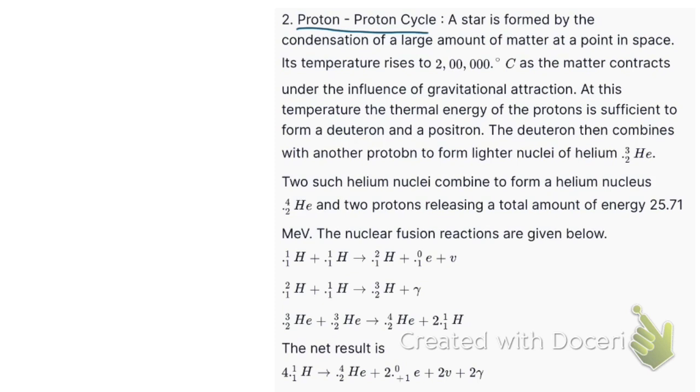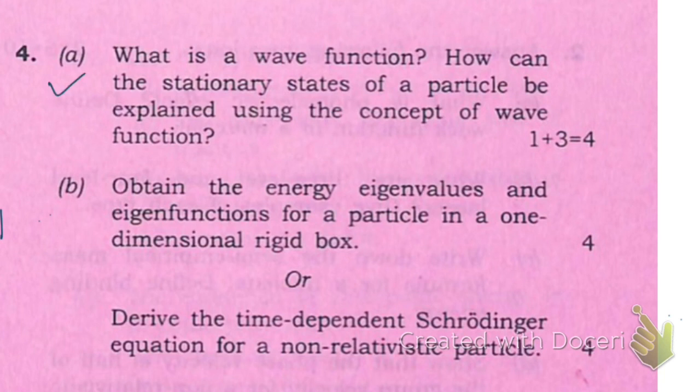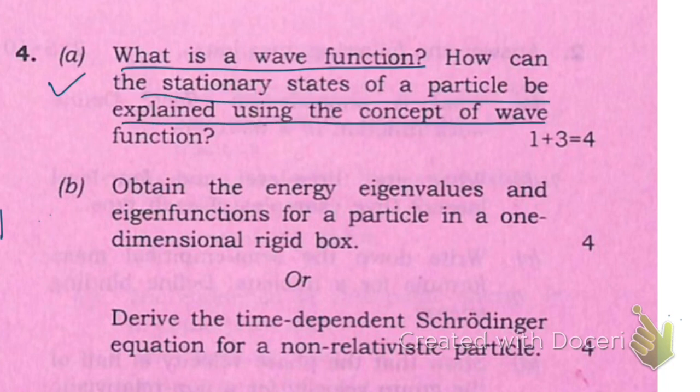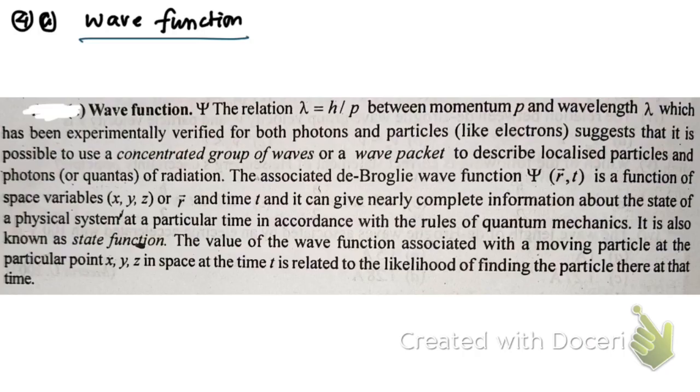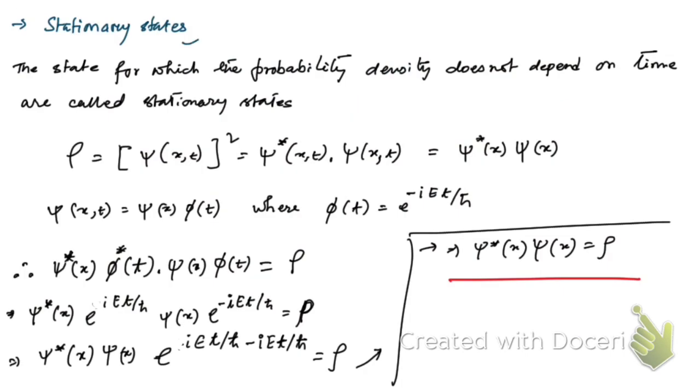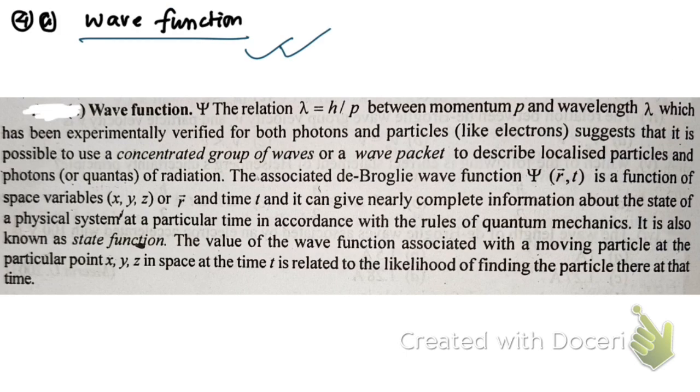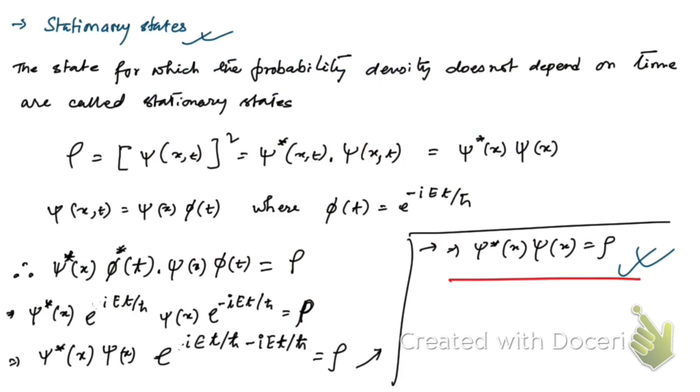So let's move on to question number 4. What is the wave function? Let me define the wave function, and how can the stationary states of a particle be explained using the concept of wave function. So here is the answer. This is the definition of wave function, and that's how we can explain the stationary states of a particle using the wave function, right? So take the screenshot. This is the wave function definition, and here is the rest of the question.